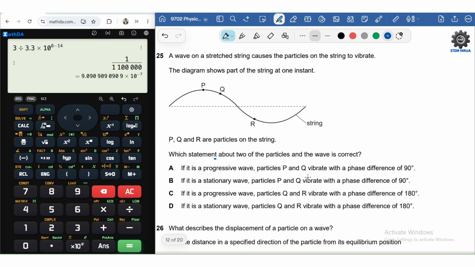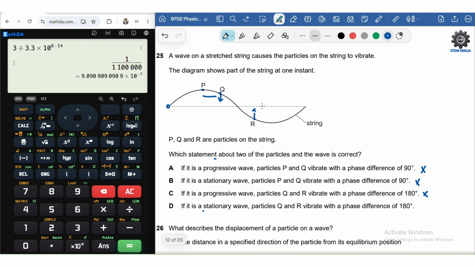It is a progressive wave. Particles P and Q vibrate with a phase difference of 90 degrees. P and Q will not have a phase difference of 90 degrees whether they were stationary or progressive. It would be less than 90 in a progressive wave, and in a stationary wave they would not have any phase difference. So, no. If it's a stationary wave, particles P and Q vibrate with a phase difference of 90 degrees? Absolutely not. If it's a progressive wave, particles Q and R vibrate with a phase difference? No. If it's a stationary wave, particles Q and R vibrate with a phase difference of 180. So yes, because they're going downwards and they're going up, so they're 180 degrees apart.